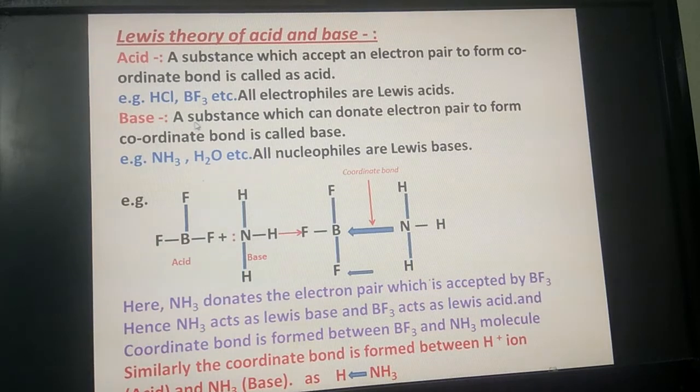Then base, a substance which can donate the electron pair to form coordinate bond is called as the base. त्या ठिकाणी काय, substance which can donate the electron pair, इलेक्ट्रॉन पेअर म्हणजे जोडी, to form coordinate bond is called as the base. Example NH3, H2O. या ठिकाणी all nucleophiles are Lewis bases.